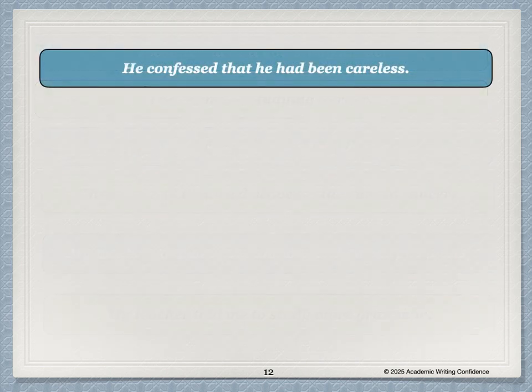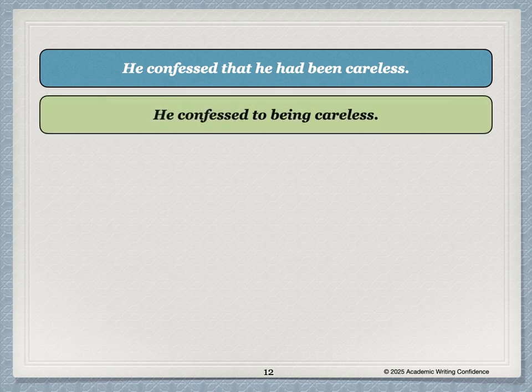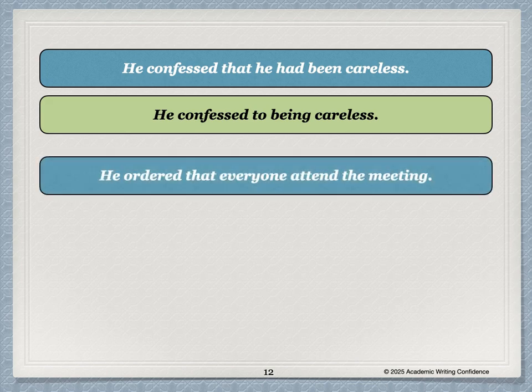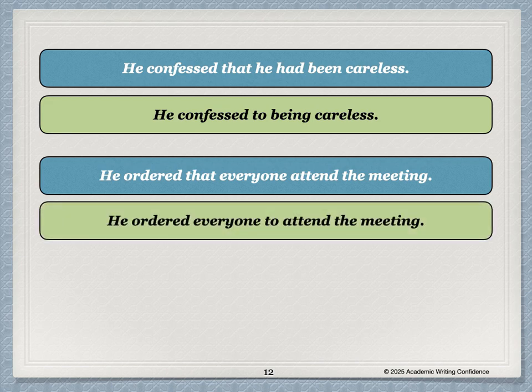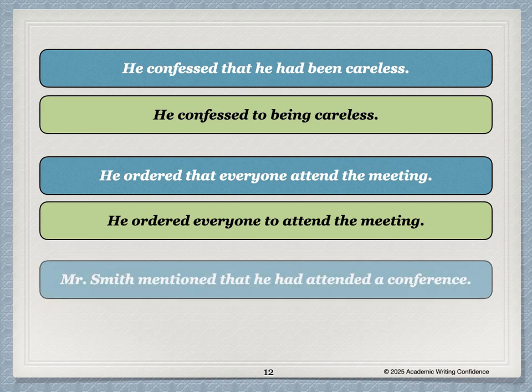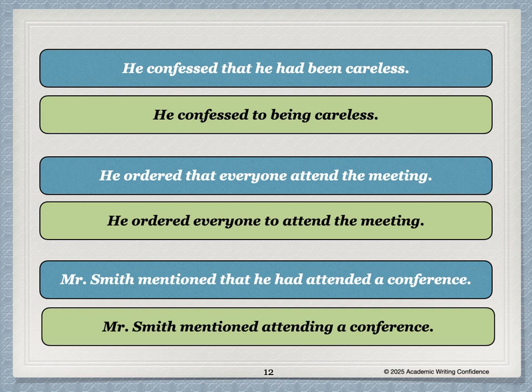Here are just a few more. He confessed that he had been careless. He confessed to being careless. He ordered that everyone attend the meeting. He ordered everyone to attend the meeting. Mr. Smith mentioned that he had attended a conference. Mr. Smith mentioned attending a conference. How did you do?